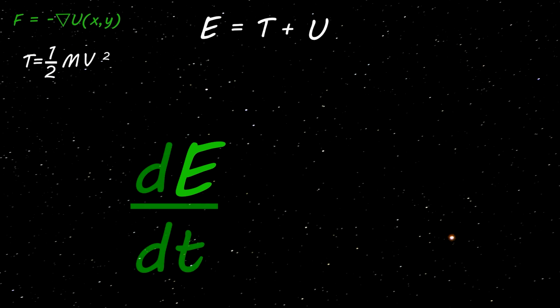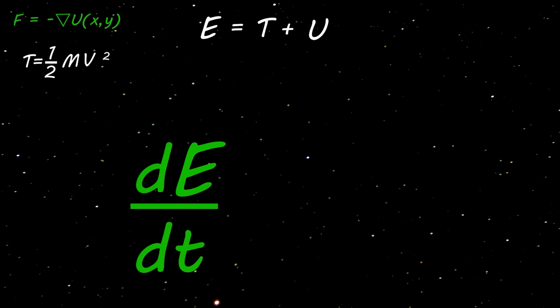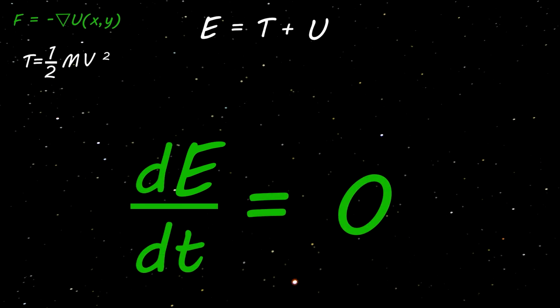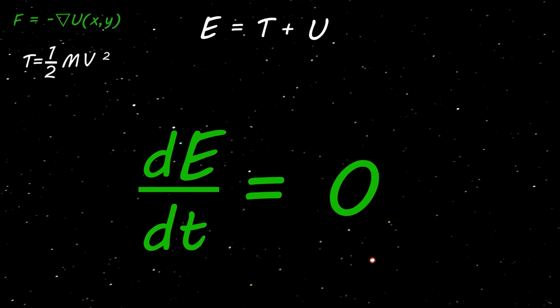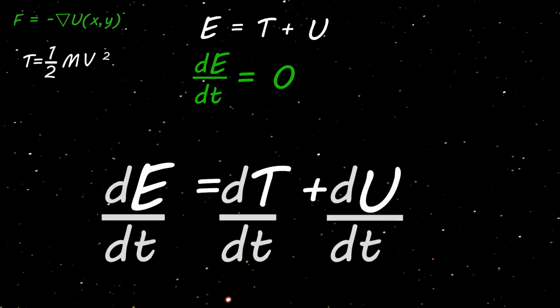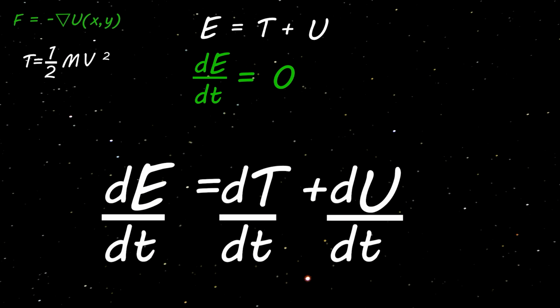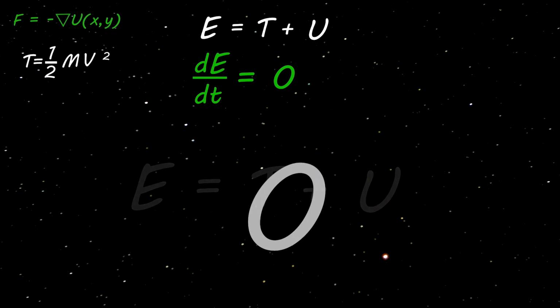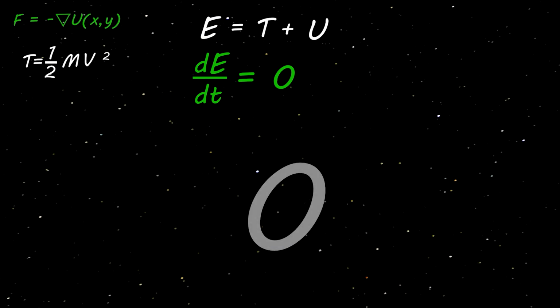So we need to differentiate total energy with respect to time. How the energy changes with time should be equal to 0, since there is no change. To do this, we differentiate the kinetic energy and potential energy with respect to time, and adding them up should equal 0, proving that total energy is conserved.